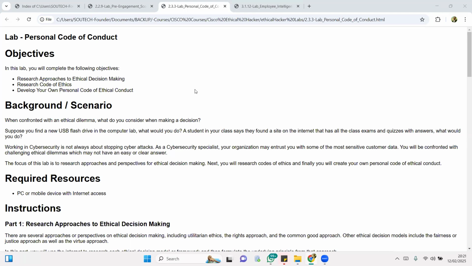So today we're going to be working on lab 2.3.3. So this is under module 2 of the curriculum. So we want to look at personal code of conduct.